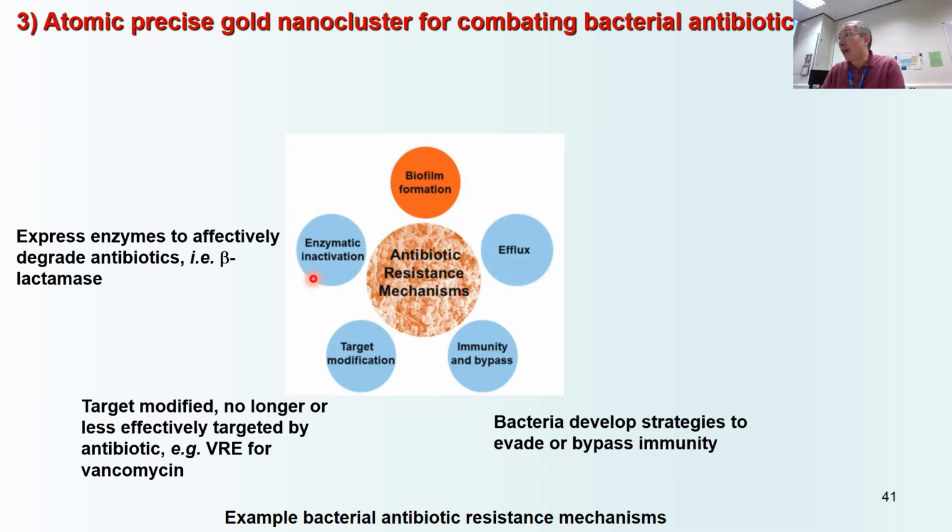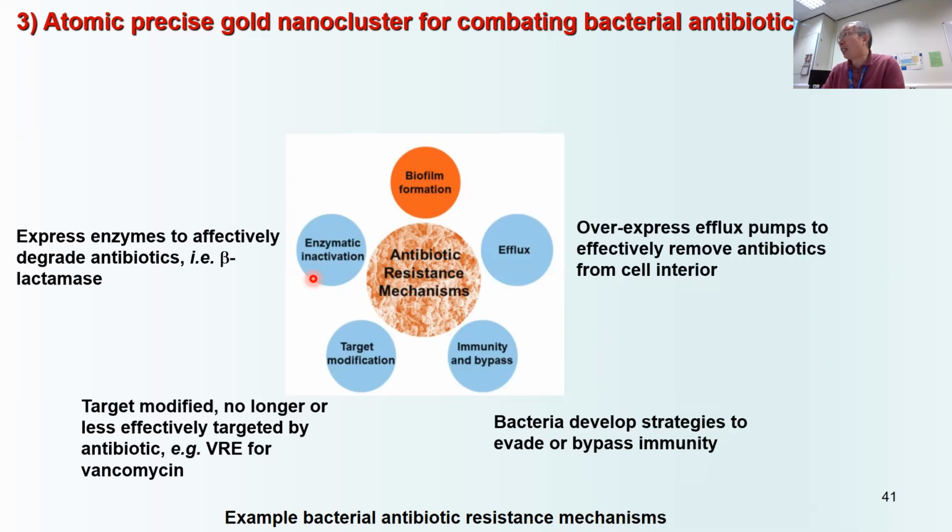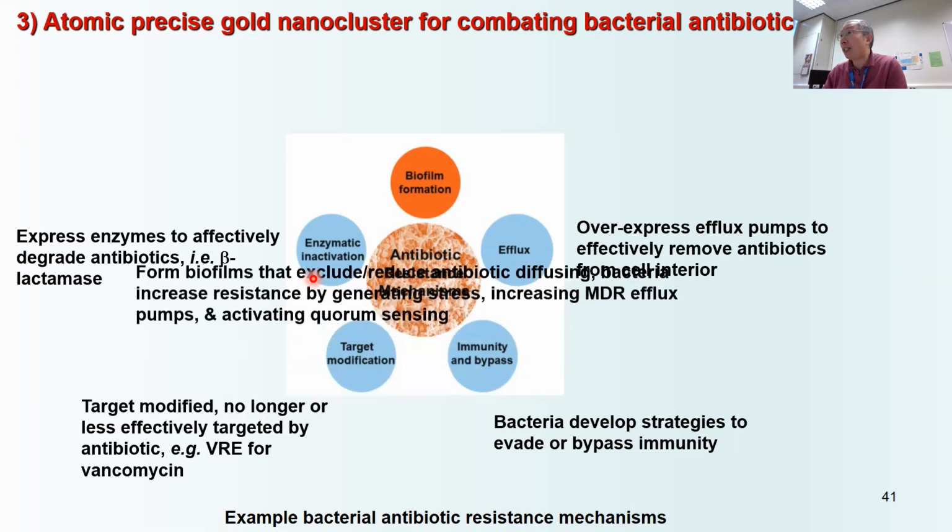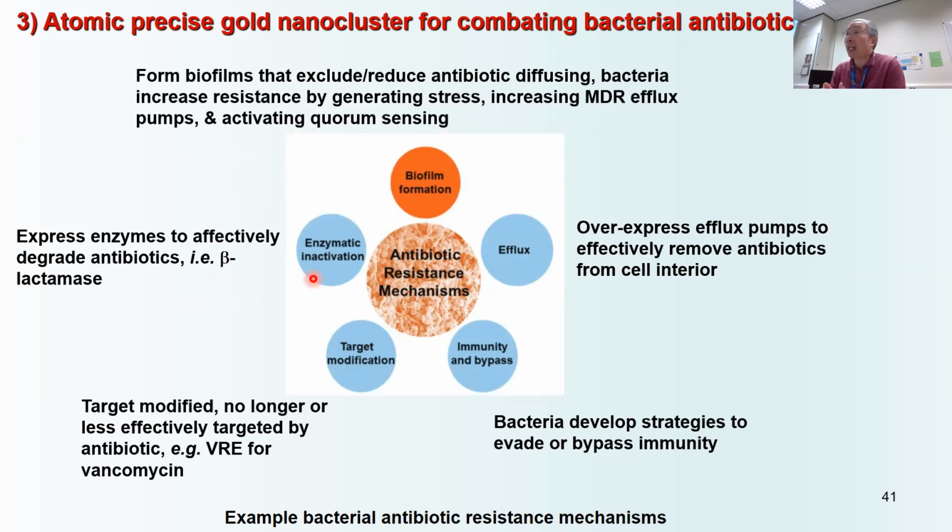It can also develop strategies to evade or bypass immunity. It can also use efflux pumps to basically remove any antibiotics that have entered into the bacteria. And it can also form colonies in the form of biofilms that can exclude or reduce antibiotic diffusion. Bacteria can also increase resistance by increasing multi-drug efflux pumps, and also activate hormone sensing as well.